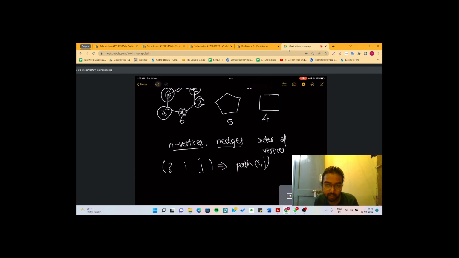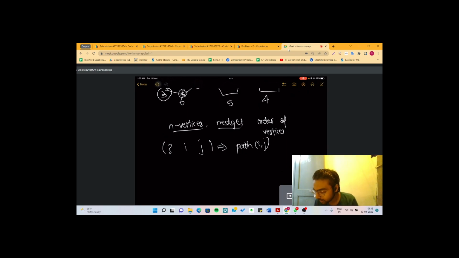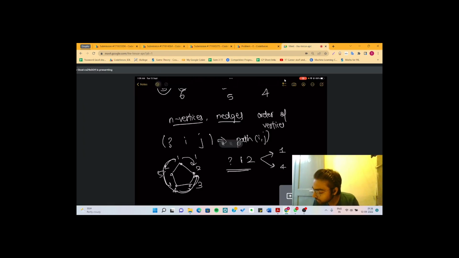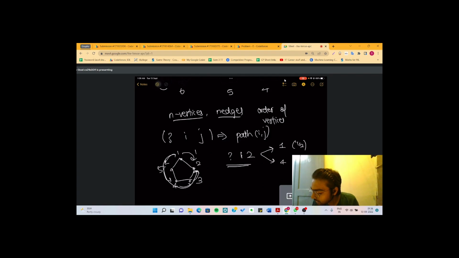Now in case of a cycle, there are two possible path lengths. Suppose I give you a cycle of length 5. Let's make a simple cycle 1, 2, 3, 4, 5. Now if I give a query 1, 2, the possible path length is 1, and the other possible path length is 1, 2, 3, 4. There are two possible path lengths, which is 1 and 4. In the question they have stated that the interactor chooses one of the two paths with equal probability. So the probability that it will give this answer is half, and this answer is also half.